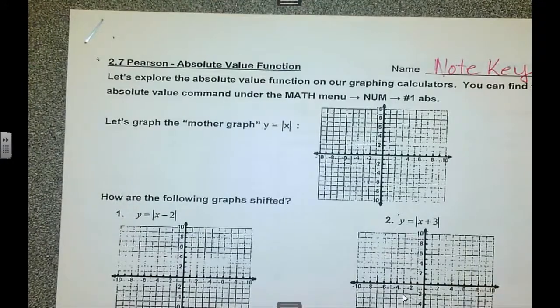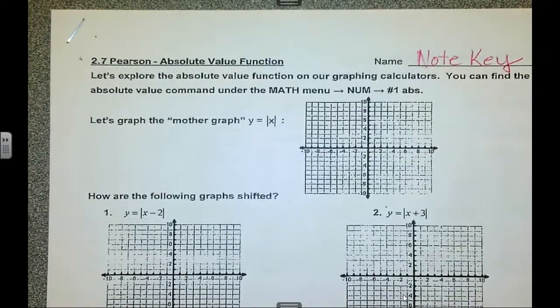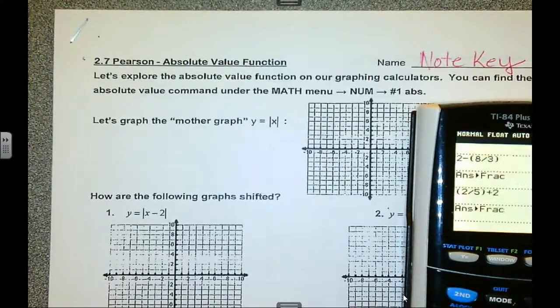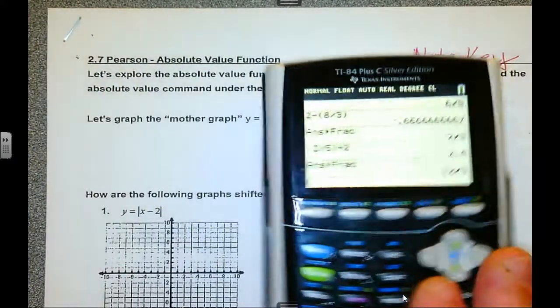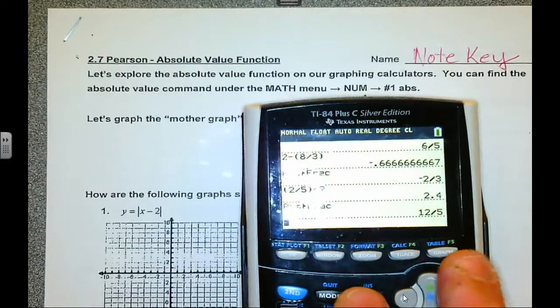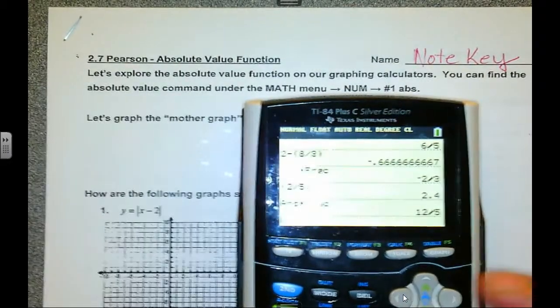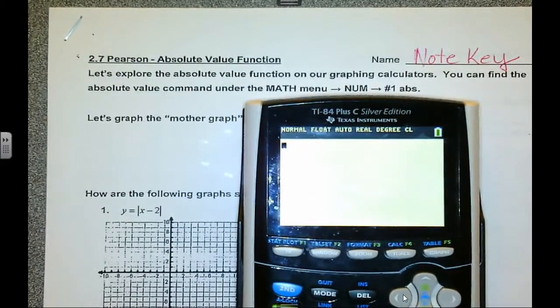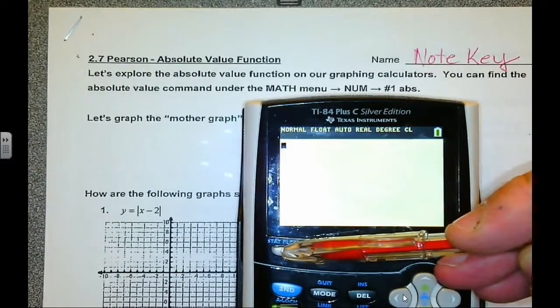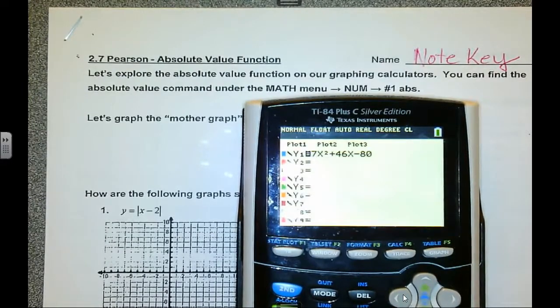Okay, absolute value function. First of all, you're going to need your calculators to get to the absolute value. We're going to be graphing these. So you're going to hit your y equals.